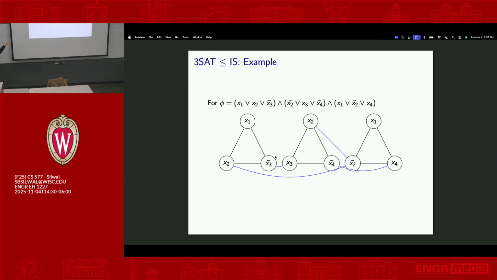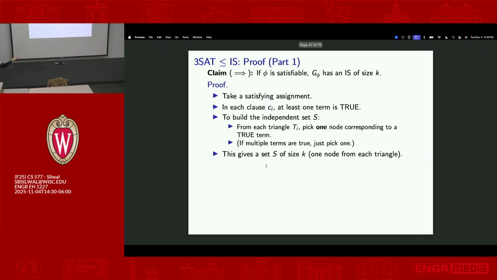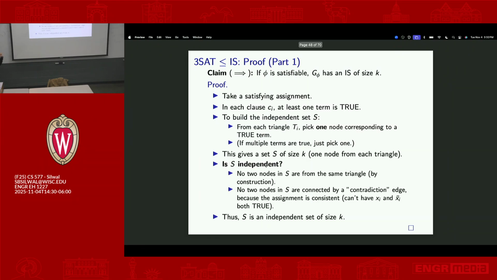That would be a problem, right, if somehow some clause was not satisfied. Well, I picked something in every triangle, so every clause will be satisfied, and I avoided this edge, right? Otherwise, that wouldn't be an independent set. So it's a perfectly reasonable formula assignment to pick. Okay, so that's all this is saying, right?